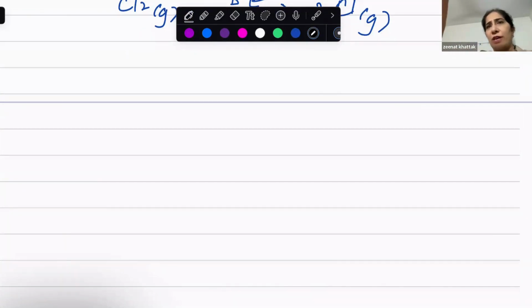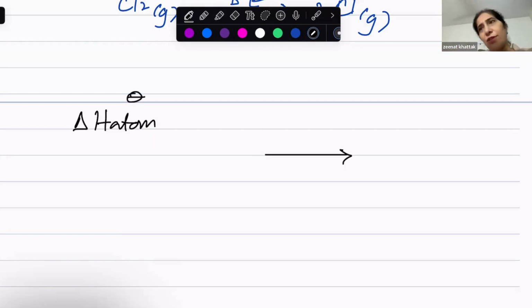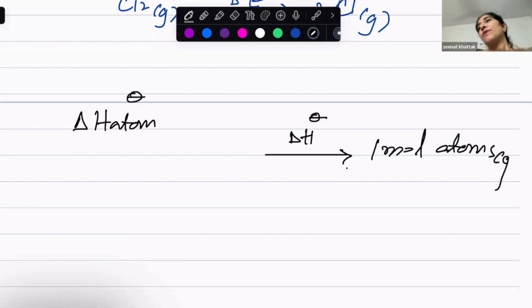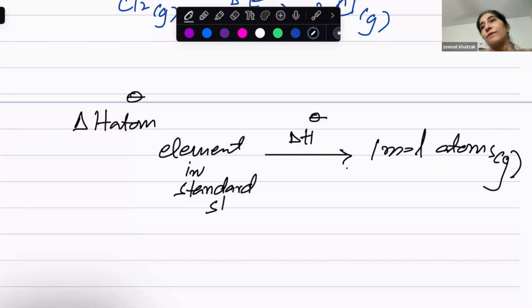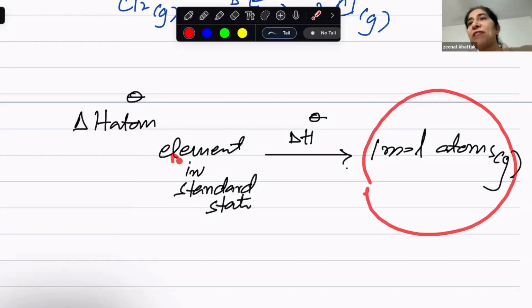Okay, now delta H atomization, and at the end, after atomization, we are going to link bond energy and atomization, right? Delta H atomization, do you know what it is? Enthalpy change, energy needed when 1 mole of atoms is made from its element in standard state. Look, you are making atoms from its element.